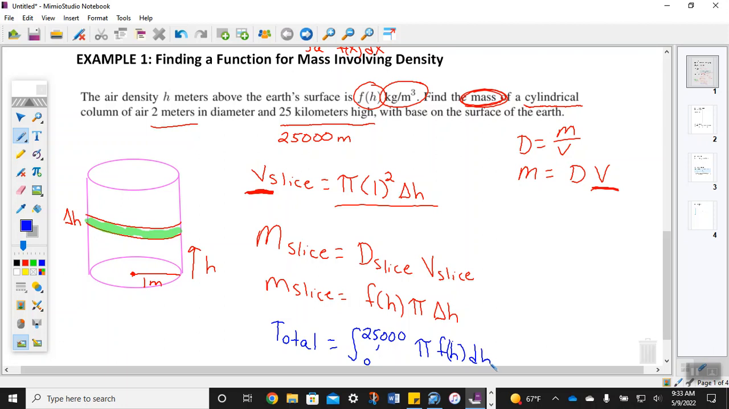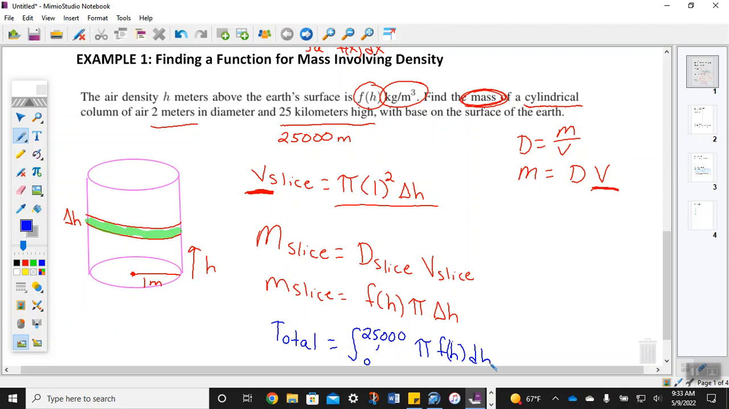Now, this will make more sense once we have a function for f of h. Did they give us an explicit function for f of h at all? No. Okay. But the deal is this, I can't just find the volume of a slice anymore and run with it. I've got to take the volume times the density to be able to come up with the mass of a slice. And then once I have the function for mass of slice, then we can move into our total integrals.